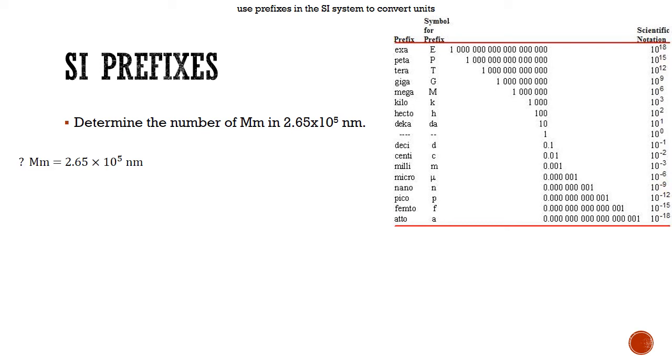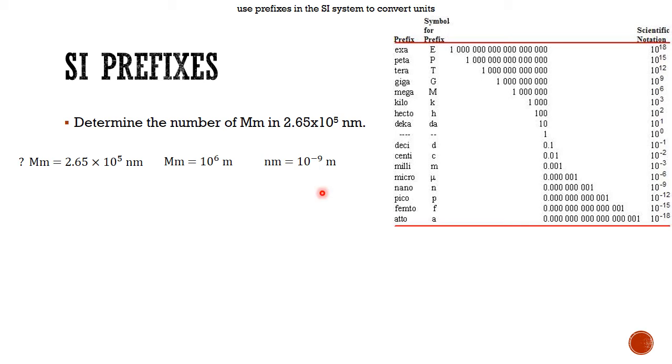So let's think about how we would do this. Here's what we're asked to find. How many megameters are there in 2.65 times 10 to the 5th nanometers? Well, from my table, I can see a megameter is 10 to the 6th meters. You will notice oftentimes with these SI prefixes that it's most convenient to think of it in scientific notation, or exponential notation, just because it's a lot easier to write instead of having all those zeros. And then a nanometer is 10 to the negative 9th meters, or a billionth of a meter.